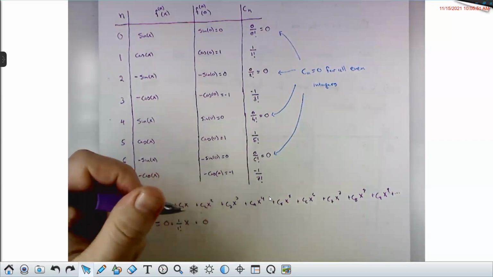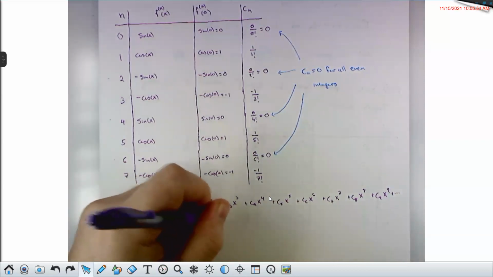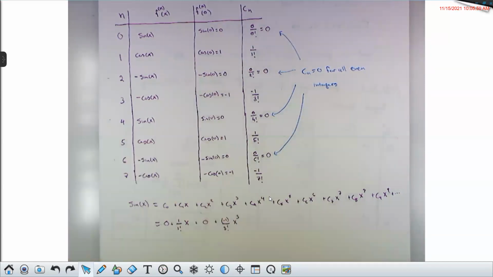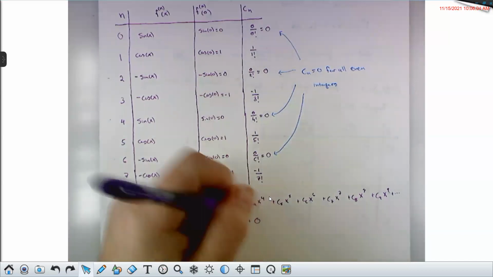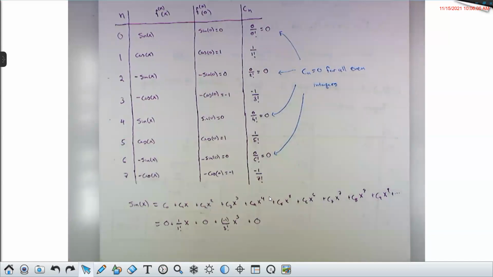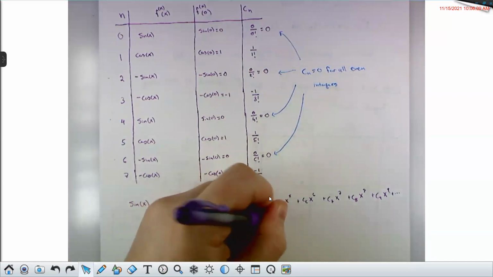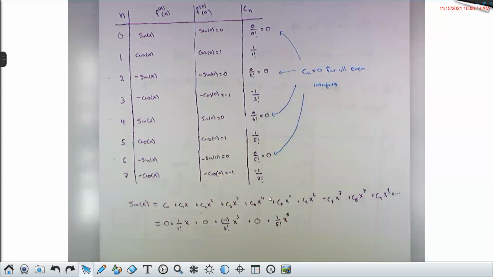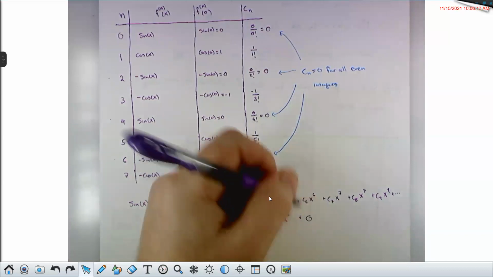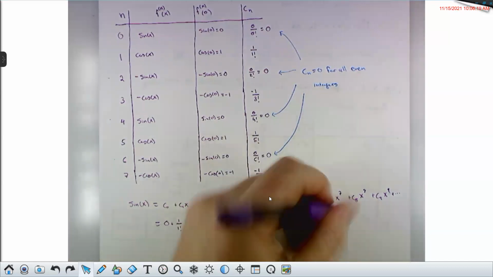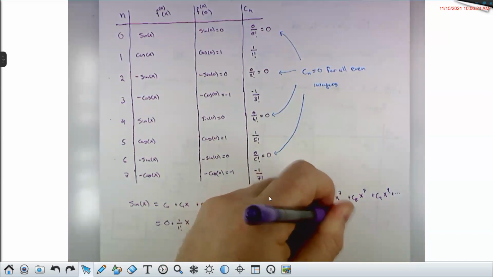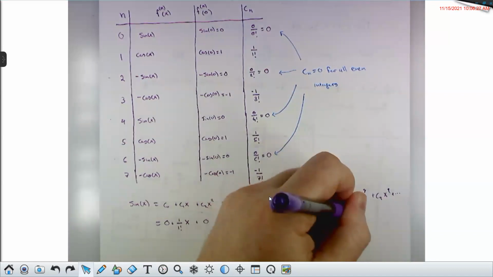C2 was 0, plus C3 was -1 over 3 factorial, so I have that times x cubed. Plus C4 was 0, so this whole term is 0. Plus C5 was 1 over 5 factorial, so I have that times x to the 5. Plus C6 was 0, so this whole term is 0. Plus C7 was -1 over 7 factorial, so I have that times x to the 7.